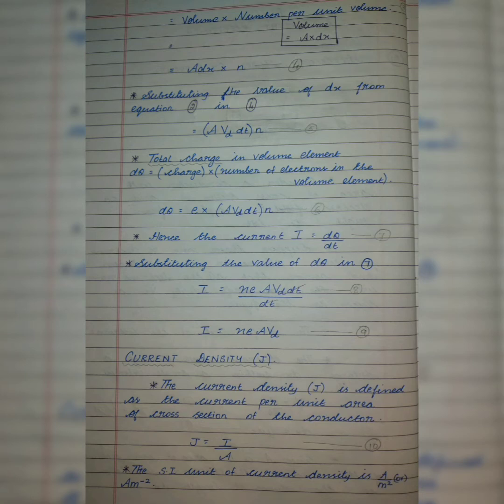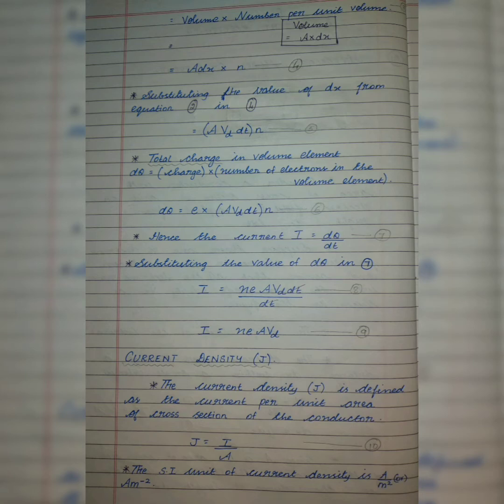Okay? Next is current density. Current density is always represented by the capital letter J. Now I will tell you what current density is. Current density is defined as the current per unit area of cross section of the conductor.